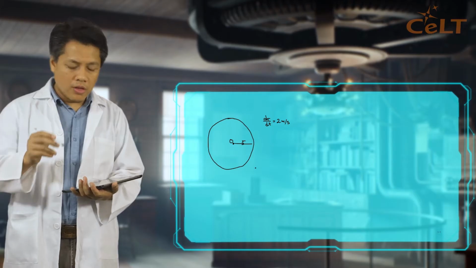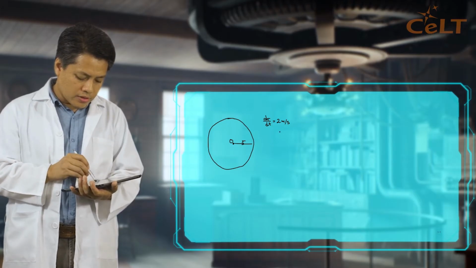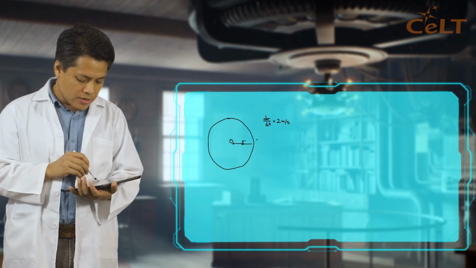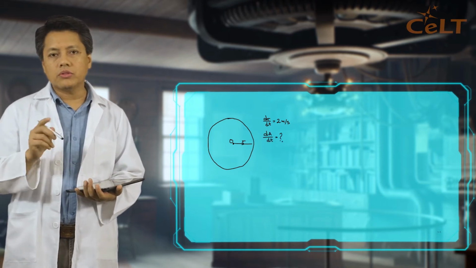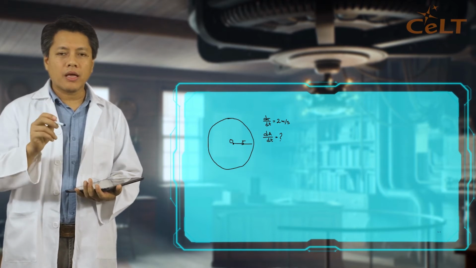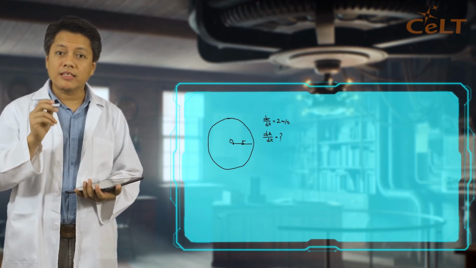Well, the challenge is that given that the radius grows at 2 meters per second, can we find out the rate of change of the area of the circle? So that is the challenge. We know the value of dr over dt equal to 2 meters per second. What is dA over dt? Well, to do just that, we need to apply the differentiation formula and the chain rule.